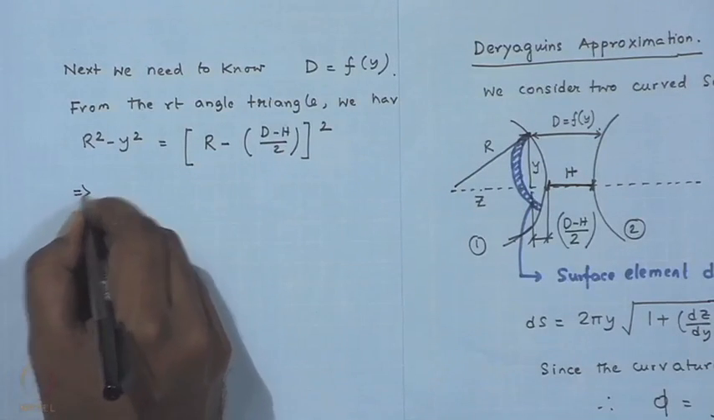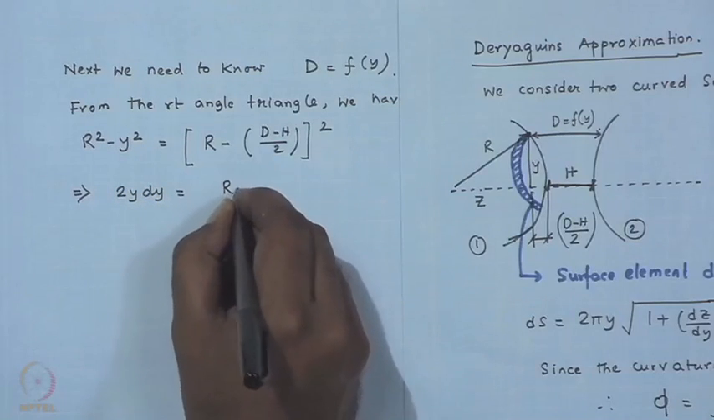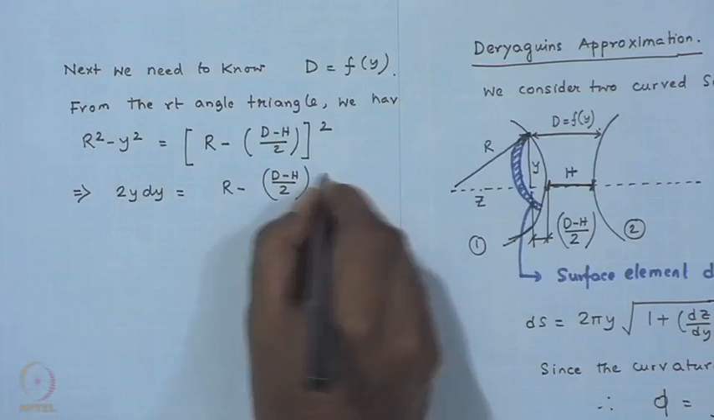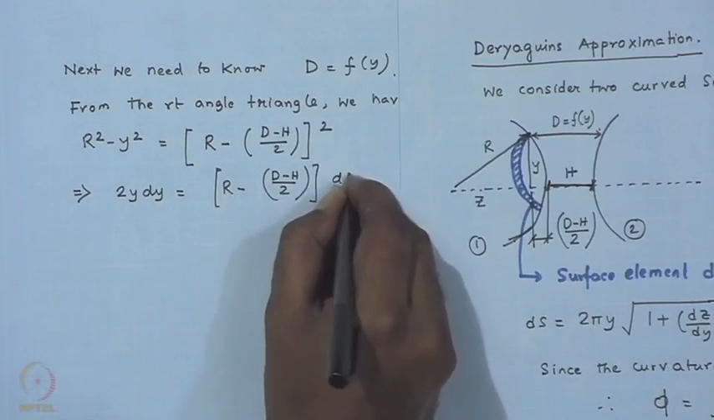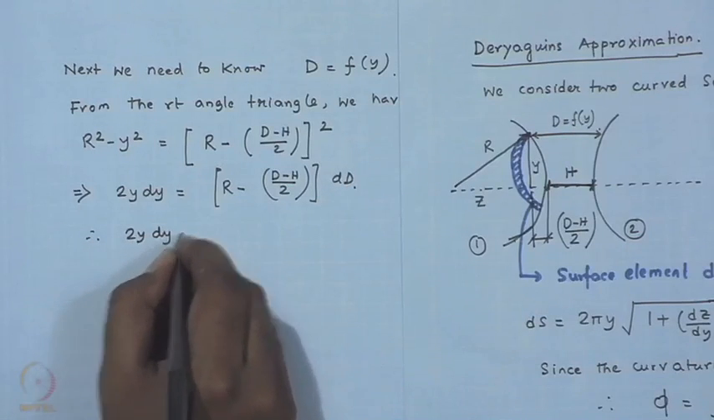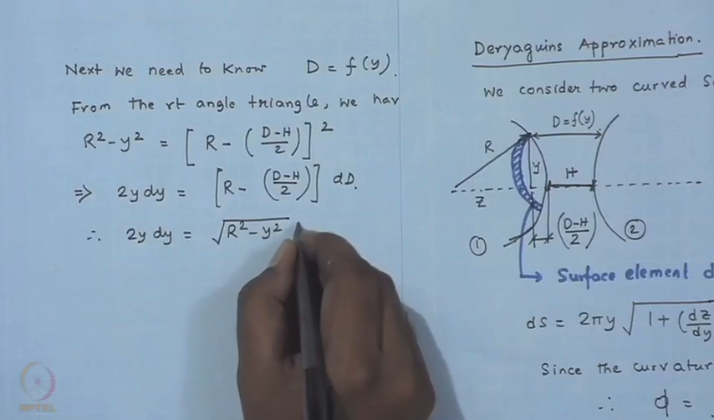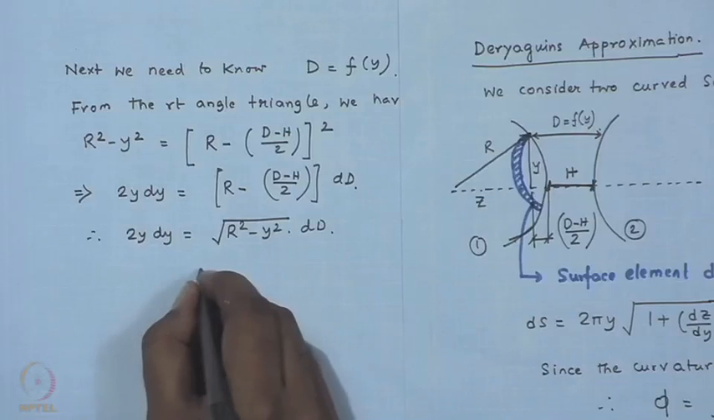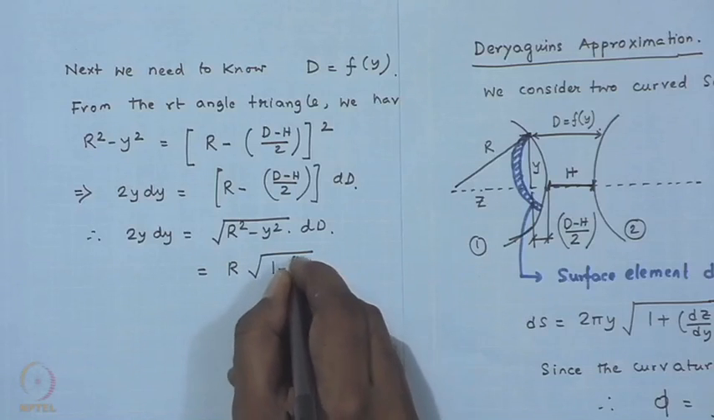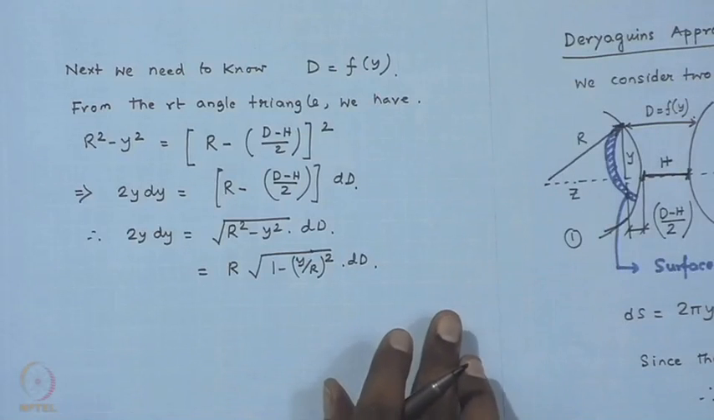So, if we differentiate from both sides, we get 2 y dy is r minus d minus h by 2 into d d, r is constant. Therefore, 2 y dy is under root r square minus y square into d d, which turns out to be r into 1 minus y by r d d. Okay.